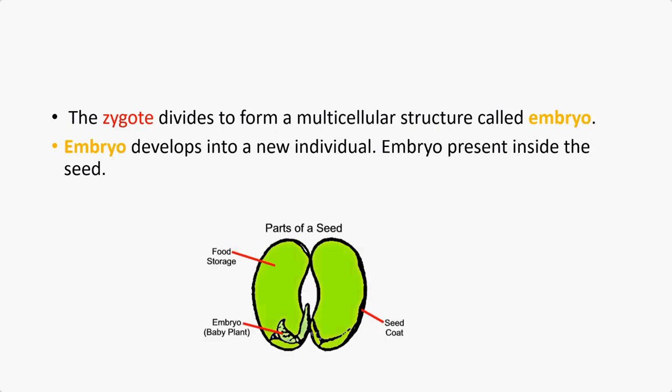Likewise, the zygote, which is single celled, will divide. The single cell will divide into many cells. That is, they divide and form a multicellular structure called embryo.